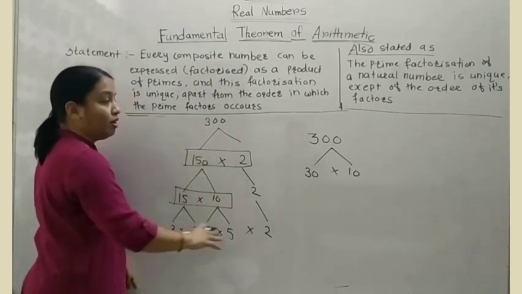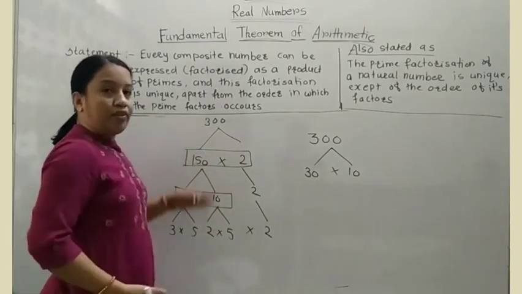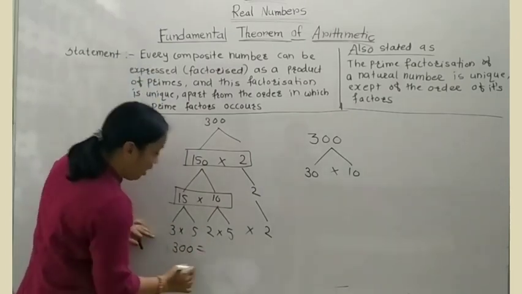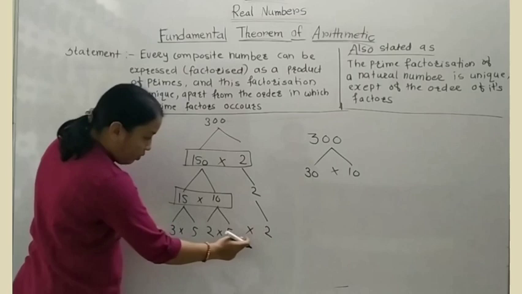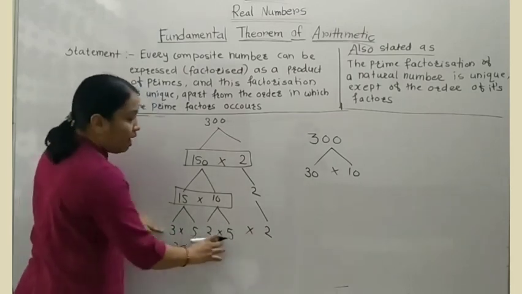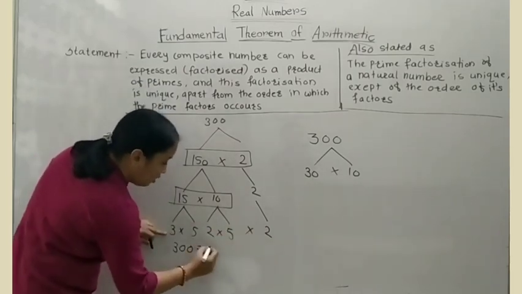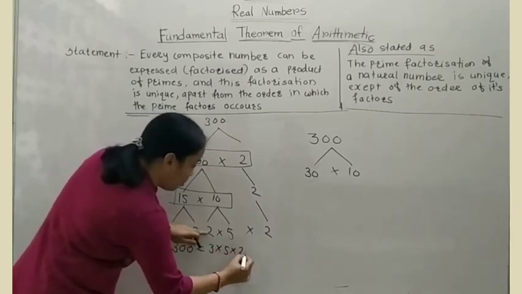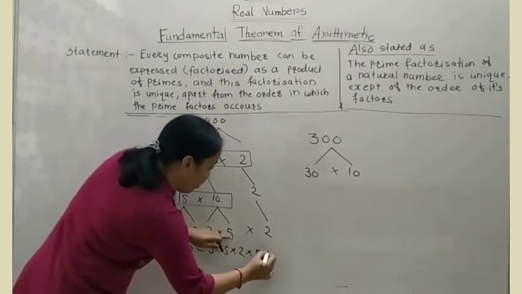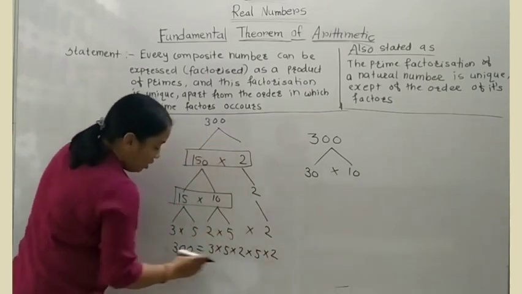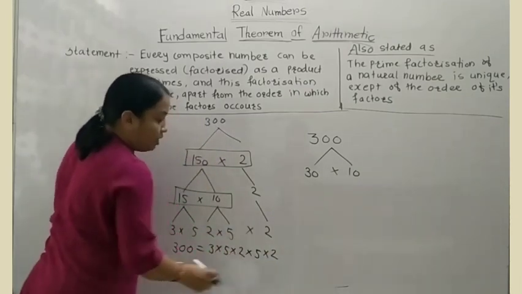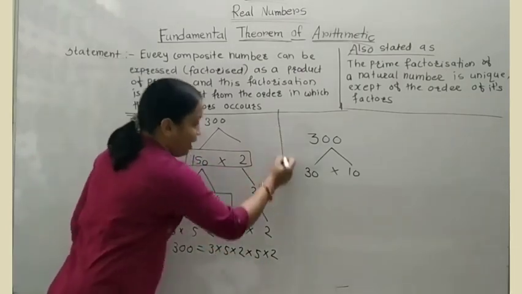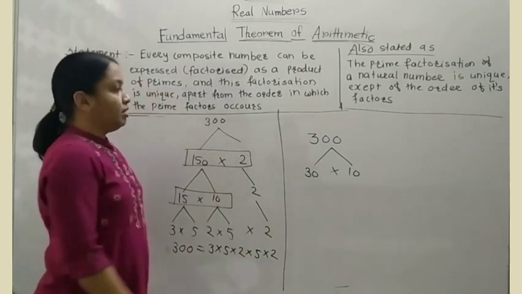This is nothing but the factor tree. You are already familiar with this. So 300 can be written as, now this completes, every factor is a prime number. So I am rearranging them: 3 into 5 into 2 into 5 into 2. This is 300 represented as a prime factorization. This is one way I have done the prime factorization.